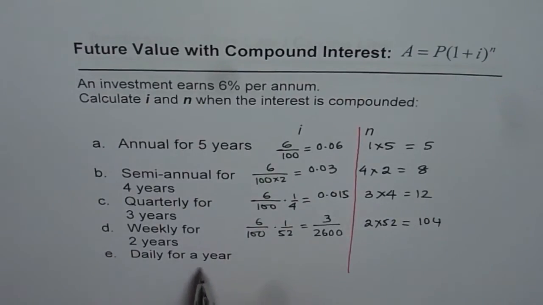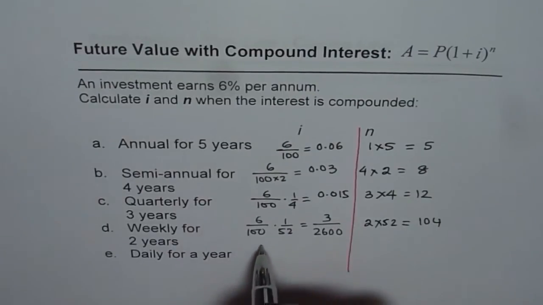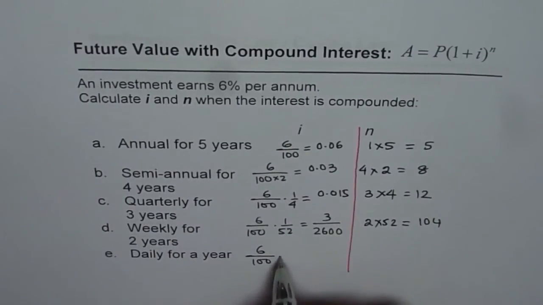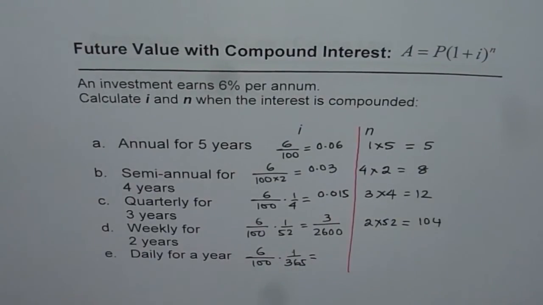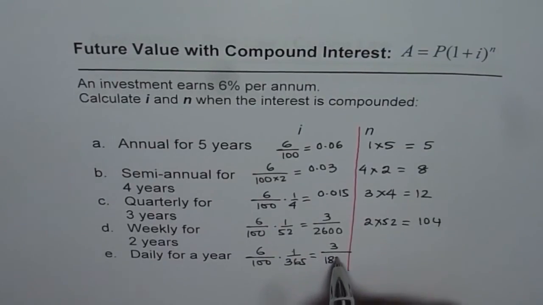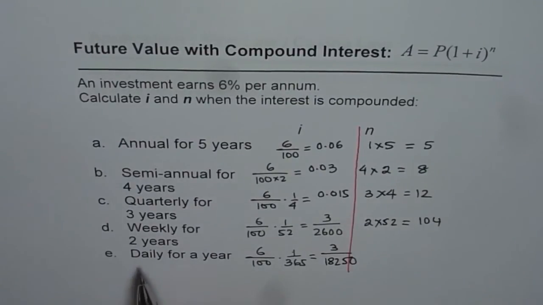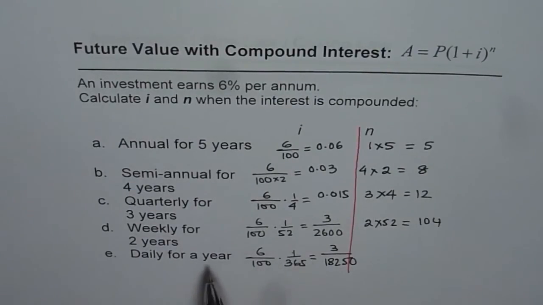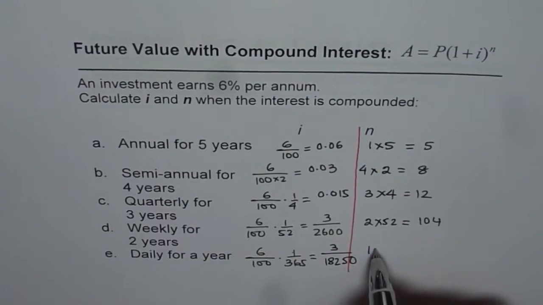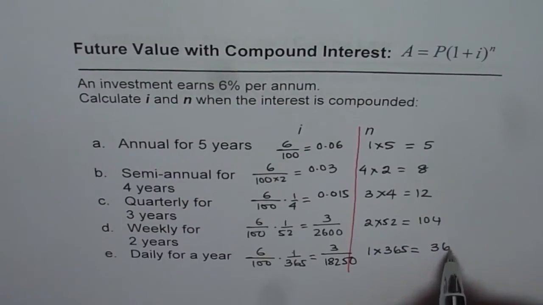The last one here is daily for a year. Daily means every year is 365 days. So divide by 365, okay? So we have 0.06 divided by 365. That gives us, let me write the fraction value itself, 3 over 18250. Correct? Now since the interest is applied daily for a year, it will be 1 year times 365. So the n value will be 365.